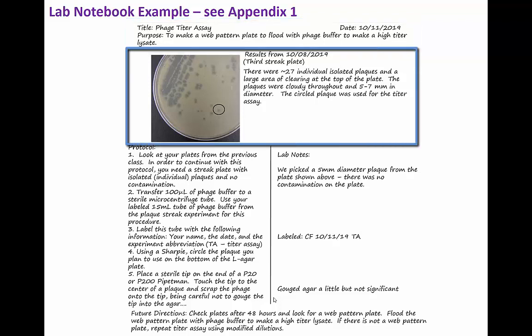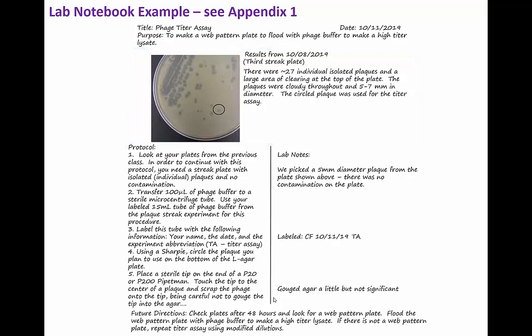Your notebook for each class should start with the results from the previous class. Include all relevant information about your results, including which plates did not have plaques, the size and morphology of plaques, description of gel results, etc. Don't forget to include results for every plate and experiment, even if you aren't using that plate or experiment for future experiments. A picture or drawing should be included for most results.